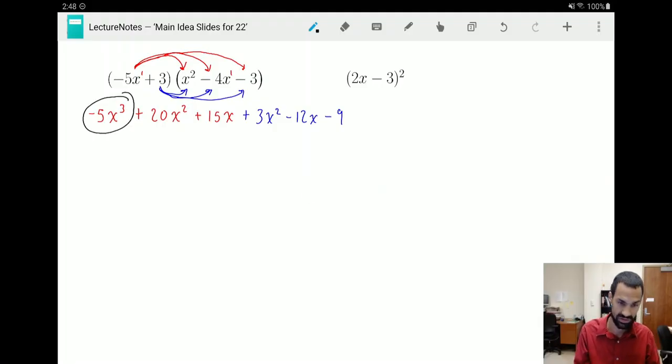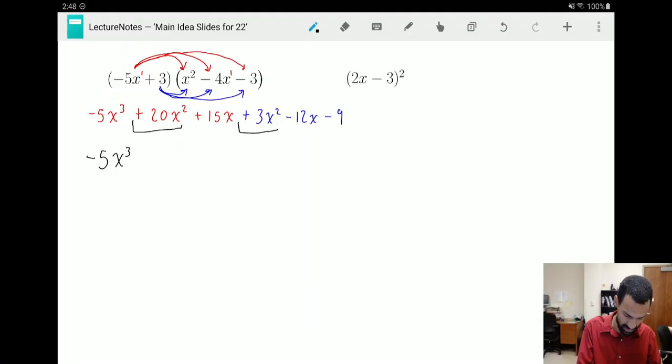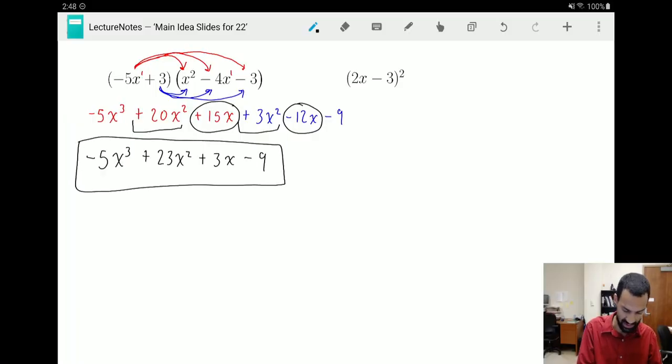I only have one term that has x cubed, so I'm going to bring down negative 5x cubed. I have two terms that have x squared, so I'm going to combine 20x squared plus 3x squared to get 23x squared. And I have 15x and negative 12x. Those are like terms. 15 minus 12 is 3, positive 3. So we have positive 3x there. And then I have this constant term, negative 9. It's the only constant term, so that's the only one that gets written down here.